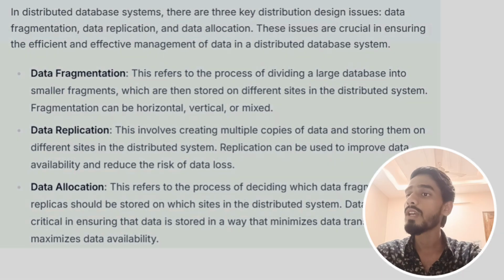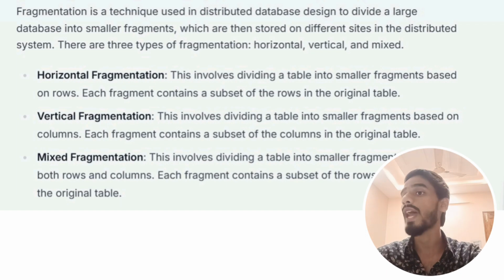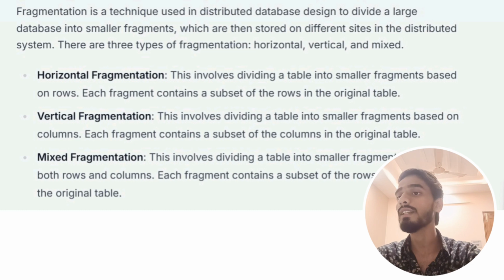Next, let us see what is fragmentation in distributed database design. Fragmentation is a technique used in distributed database design to divide a large database into smaller fragments, which are then stored on different sites in the distributed system. There are three types of fragmentation: horizontal, vertical, and mixed.